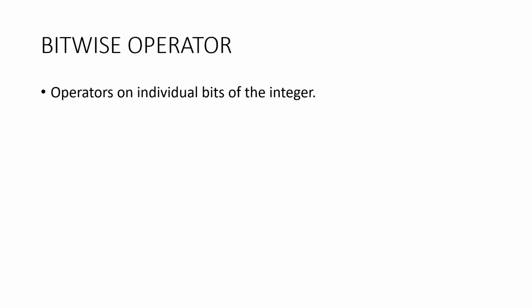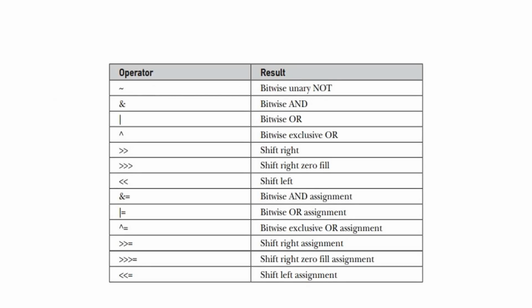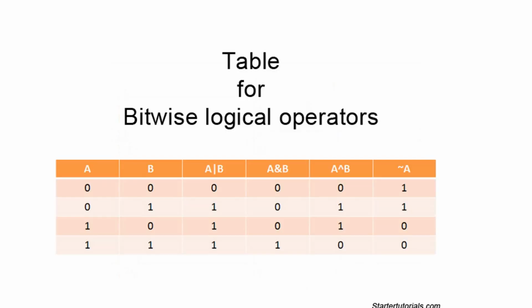Bitwise operators operate on the individual bits of the integers. So you have to convert to binary and then perform the operation. What are the examples for the bitwise operators? We have unary not, bitwise and, bitwise or, bitwise exclusive or, shift right with zero fill, shift left, bitwise and assignment, bitwise or assignment, bitwise exclusive or assignment, shift right assignment, shift right zero fill assignment, shift left assignment.